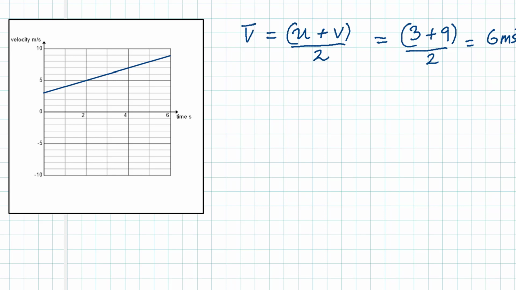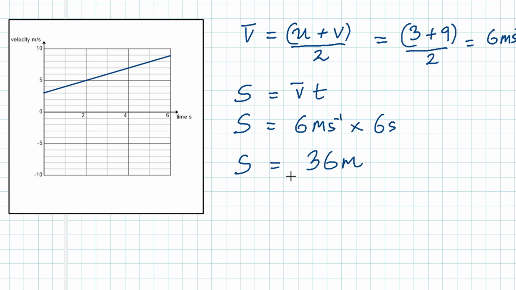Now, once we've found average velocity, to find the displacement, we do this. Displacement S equals the average velocity times the time. So in our example here, the displacement S is going to be equal to the average velocity, 6 meters per second, multiplied by the time of 6 seconds, which is going to give us a displacement of 36 meters. So that's the first method of working out the displacement, the average velocity method.